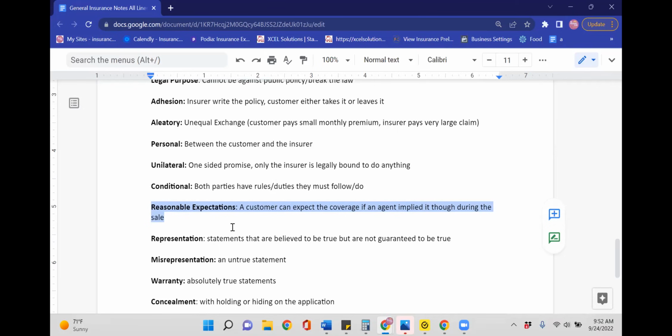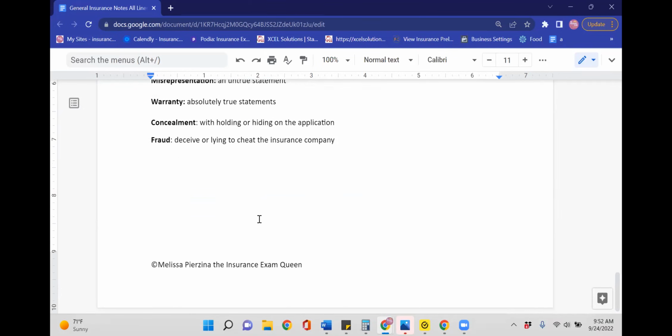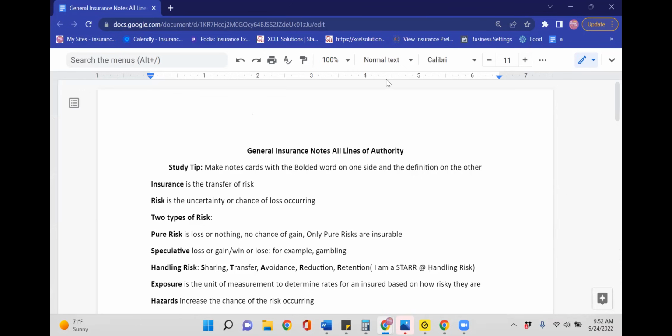Okay, that's reasonable expectations. Okay, so we have covered all of these words. You've got the link for these, and if you're watching the recording, check below for the notes.